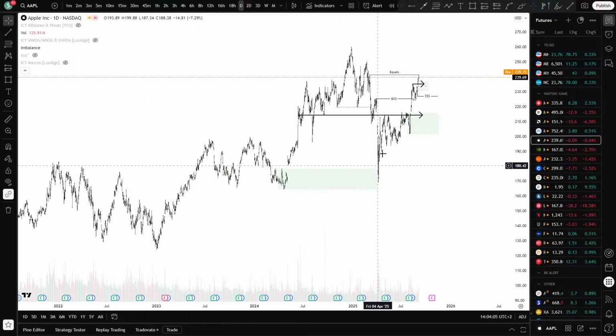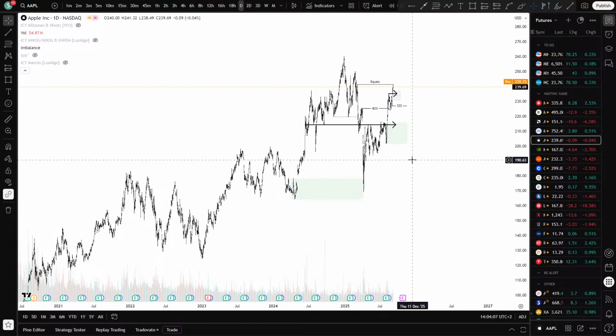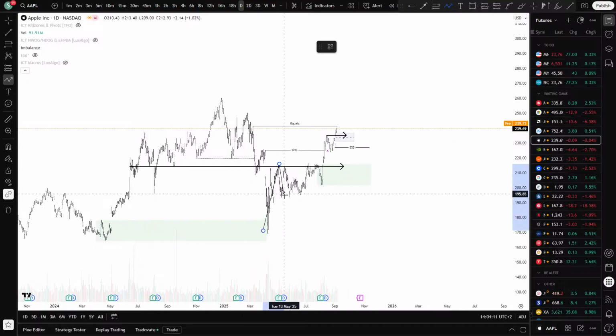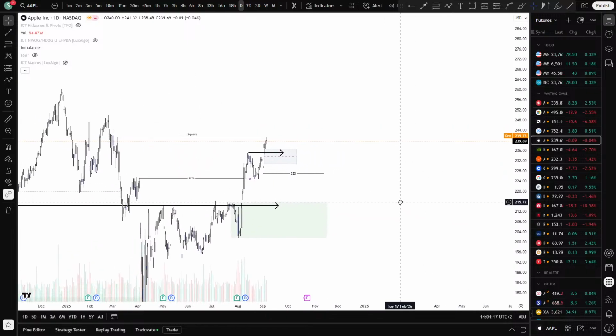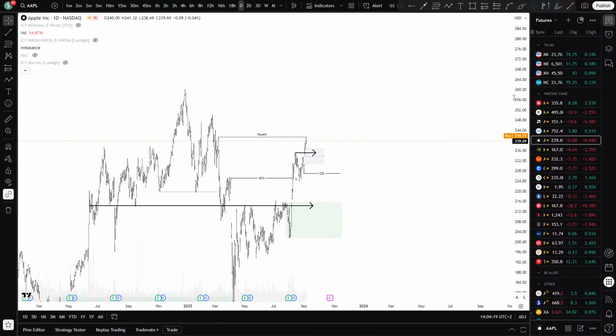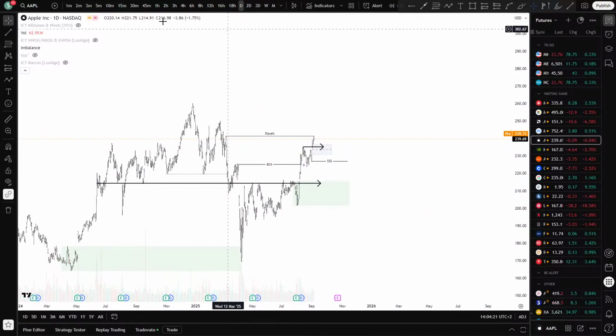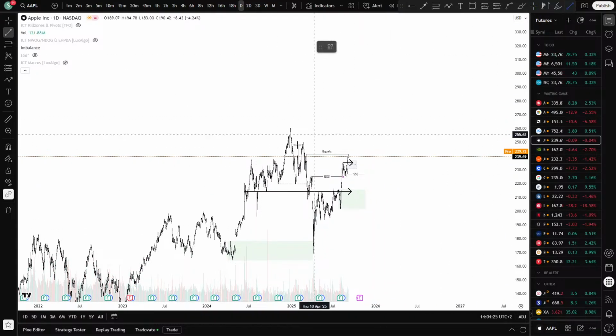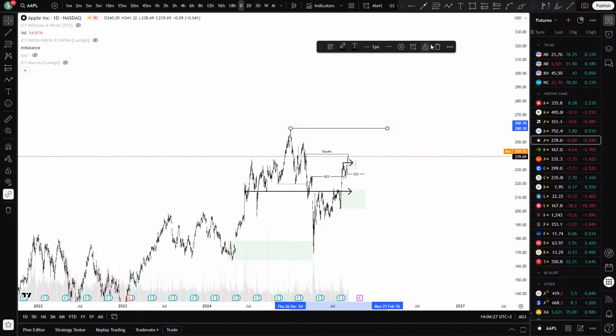We got a bounce from a really nice demand zone right here, and from there we started trending up again, creating new higher lows and higher highs. And right now I'm just looking to enter a continuation trade on Apple because we are probably in this power of 3 model and I want to trade towards new all-time highs.